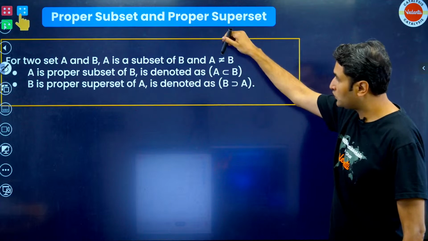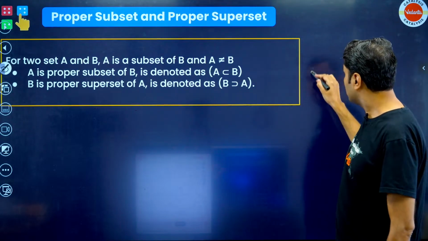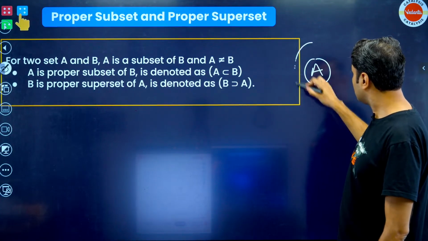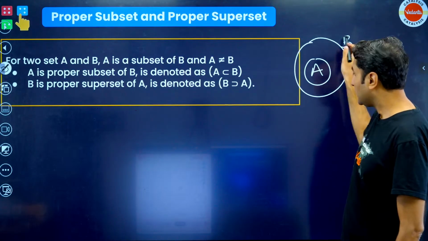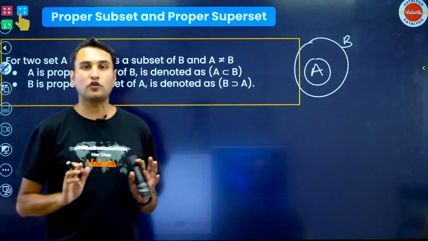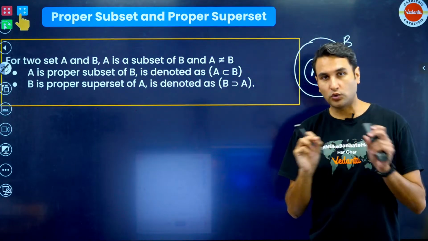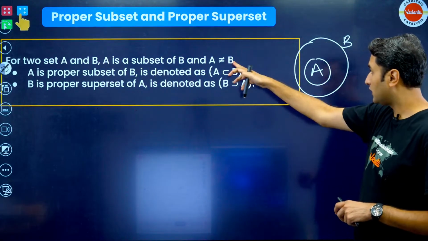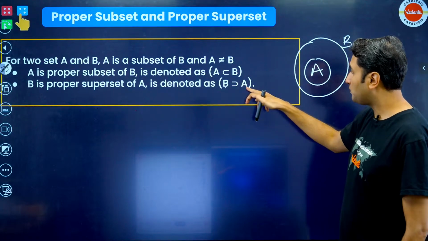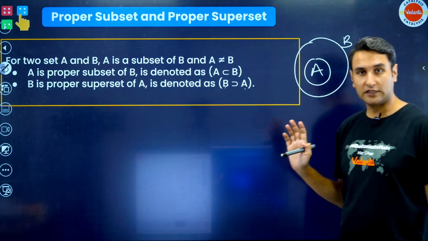In case two sets A and B are such that A is inside the B, but A is not allowed to be equal to B, we call such subsets as proper subsets. Proper. No equality can be there between them. Similarly, B is a proper superset of A. B cannot be equal to A in this particular case.